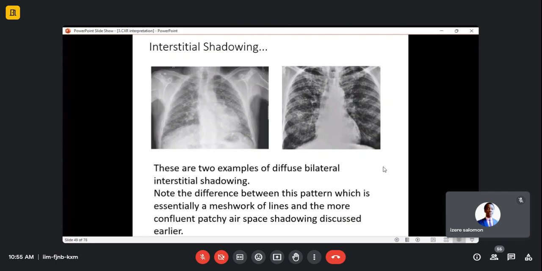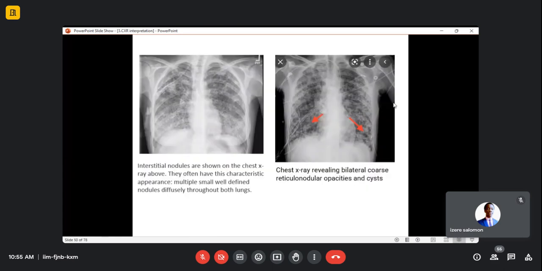I want you to differentiate this. Look how this looks like. This is the reticular opacity. This is the reticular opacities. Okay. When you go to this one, yes.